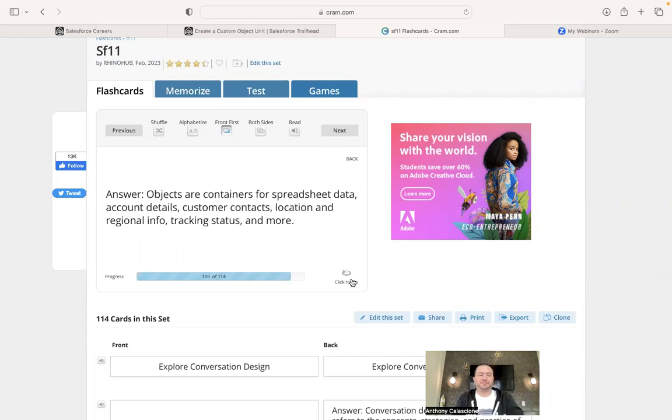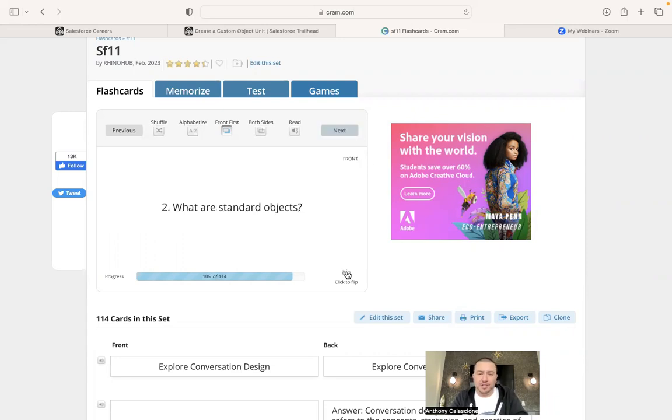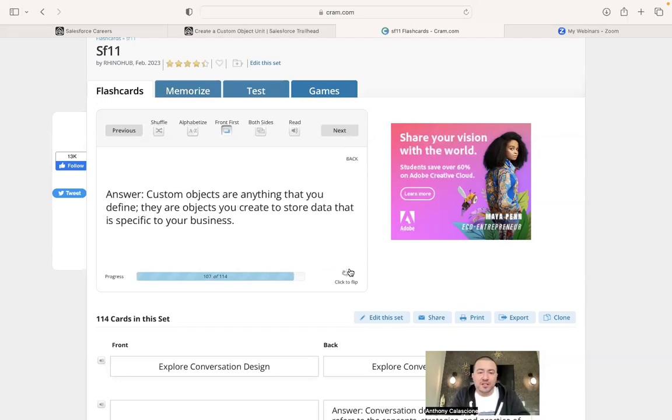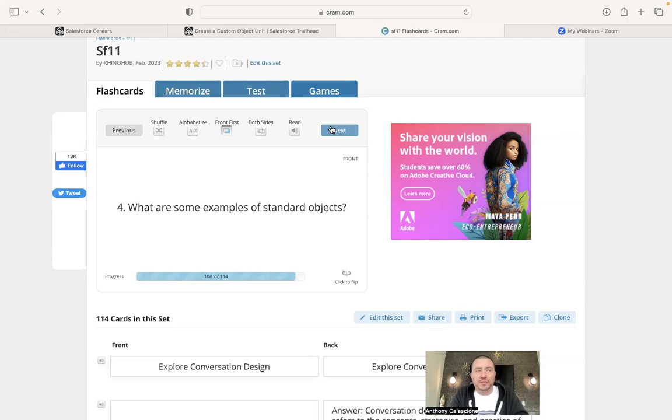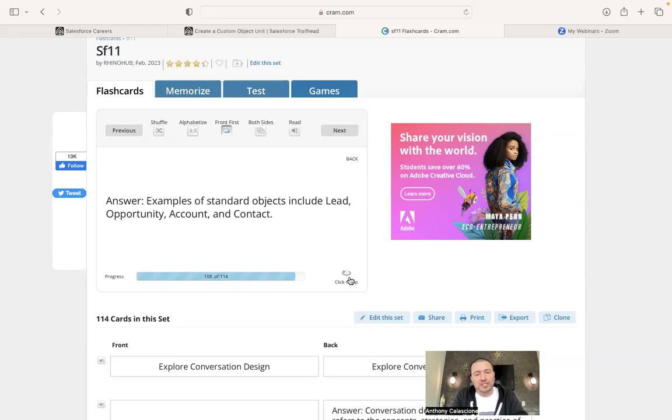What are objects? Objects are containers for spreadsheet data, account details, customer contacts, location and regional info, tracking status, and more. What are standard objects? Standard objects are record types that are so common to most businesses that Salesforce includes them automatically. What are custom objects? Custom objects are anything that you define. They are objects you create to store data that is specific to your business. What are some examples of standard objects? Examples of standard objects include lead, opportunity, account, and contact.